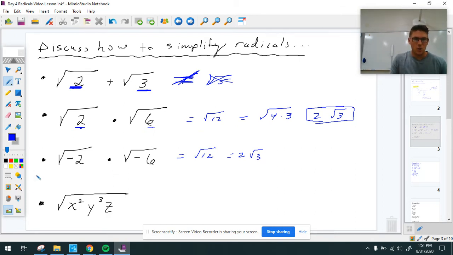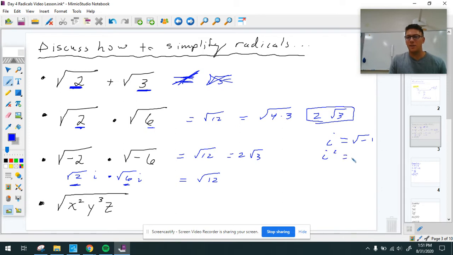The reason is we need to identify the square root of negative 2 as the square root of 2 i. Same thing with this, square root of 6 i. Now we can say the square root of 12, but then we have i times i, which is i squared. So remember, i is the square root of negative 1. It's just a radical. But when you square that, you get negative 1. That's that whole concept of i: a number that when you square it, it is negative.